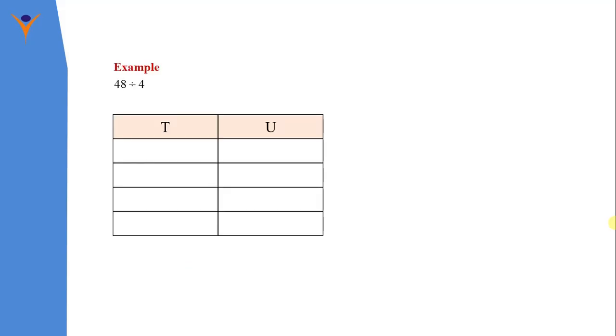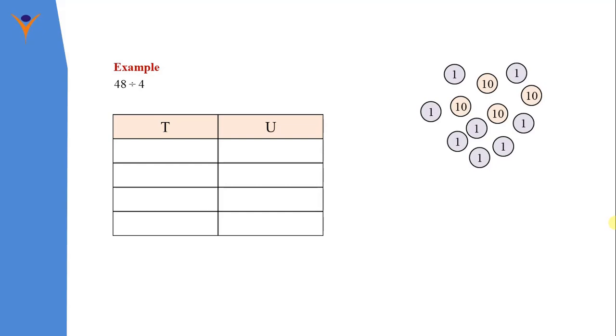Now, this one says 48 divided by 4. One way we can do this is to use what we call counters. Also, we can partition 48 as 40 and 8, that is 4 tens and 8 ones. Since we are dividing by 4, 40 is divisible by 4, and 8 is divisible by 4 as well. So that makes the division easier. So let's use counters. Here are our counters. We have 4 tens and then we have 8 ones.